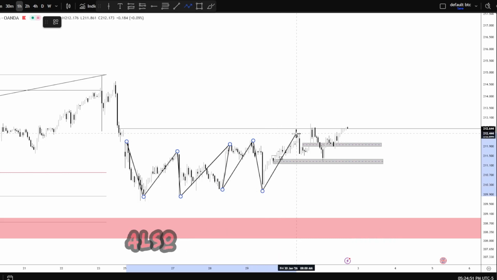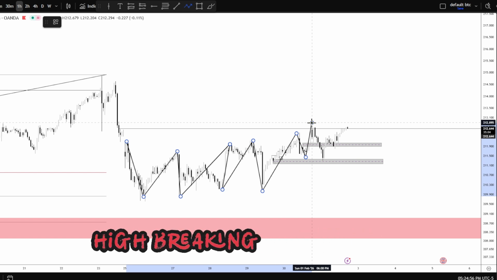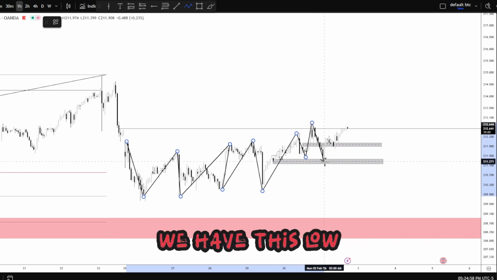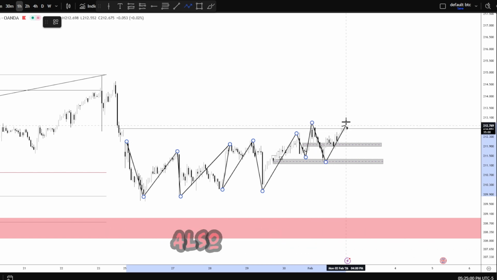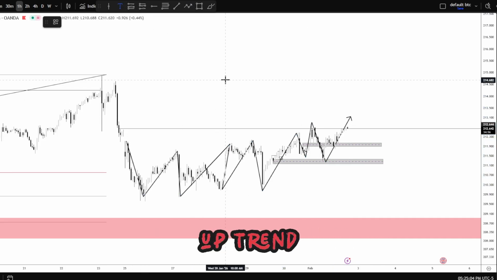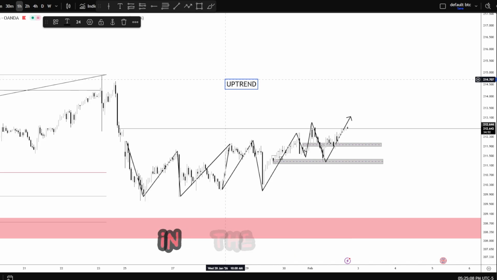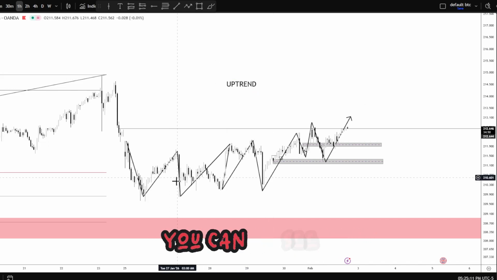We have this high also breaking the previous low. We have this low, lower low, and we have this high breaking the previous high. We have this low, the same thing as the low, and we have this high also going to break the previous high. So this is an uptrend. This is what an uptrend looks like in the market, and you can see the rules.